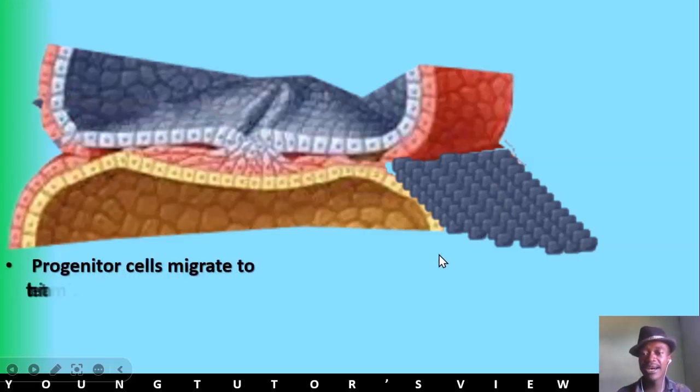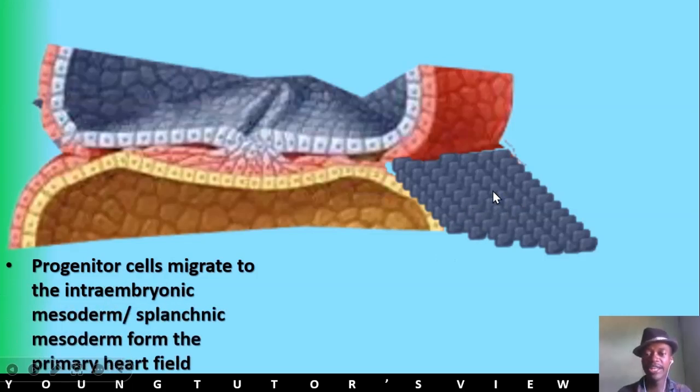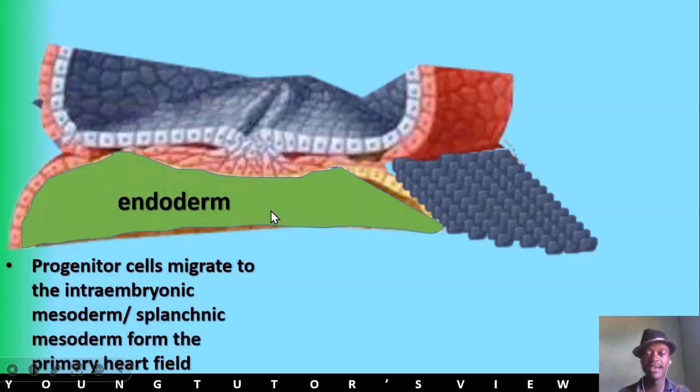So those are progenitor cells, and what we have here is the endoderm. The endoderm actually stimulates the differentiation of these progenitor cells so that they form blood islands, or those endocardial tubes that we talked about. So you can call them endocardial vessels or blood vessels. Yeah, you can call them that.